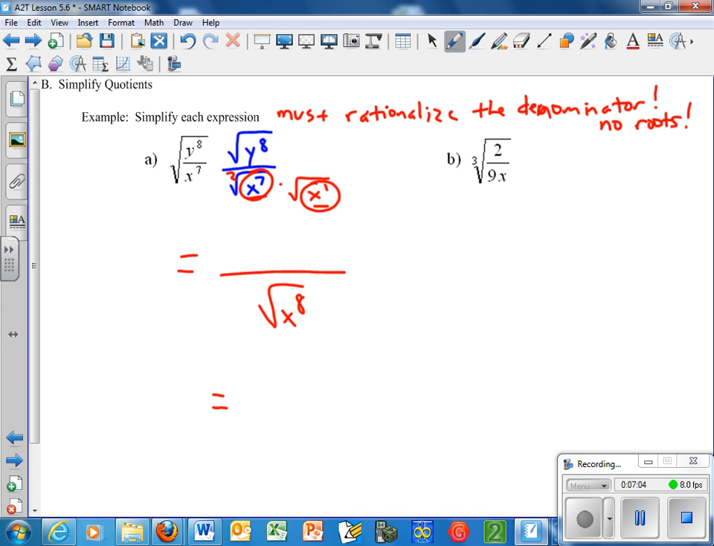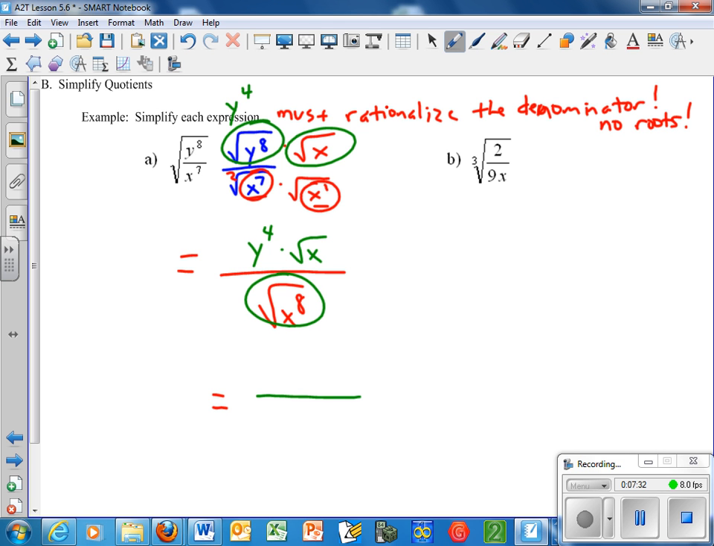But now if I multiply on the bottom by the square root of x, I have to do that on top. Just like when you're doing common denominators, what you do to the bottom, you must do to the top. So what do I have left? The square root of y to the 8th is y to the 4th. So I'm going to have a y to the 4th on top, times this square root of x right here. And then on the bottom, I'm going to do this square root.